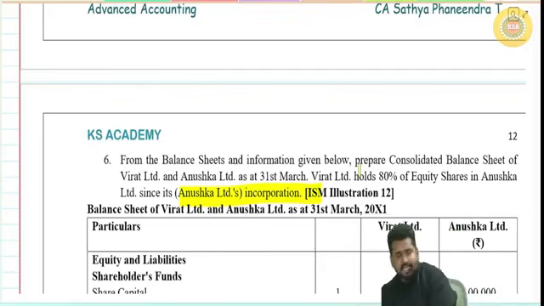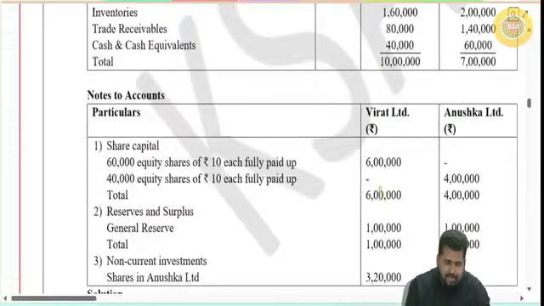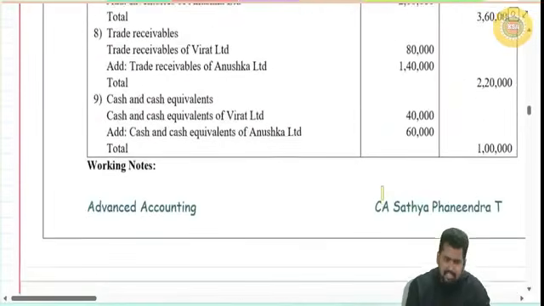Clear? This is an ICA sum. On the date of incorporation itself, they issued shares. That time itself, we got 80%. It is not like we are purchasing from an outsider now. So from that date, we are holding 80% in Anushka Limited. Clear? The only difference is in this sum.